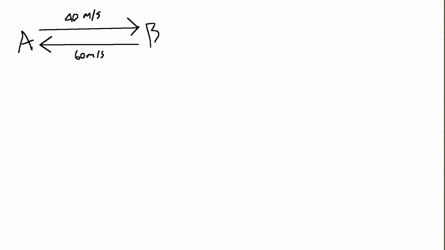Okay, so this problem is a bit of a trick question. Your first instinct, as was my first instinct, might just be that we notice that it's the same distance there and back, and we have 40 meters per second, we have 60 meters per second. And so it's very tempting to just say, well, we just average the two. We take 40 plus 60 over 2.